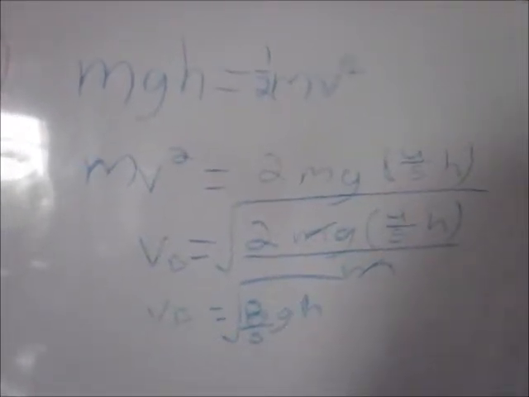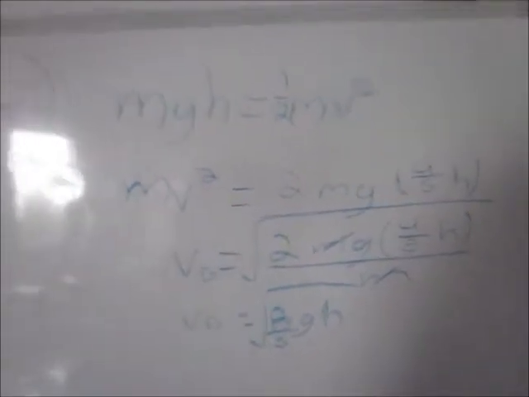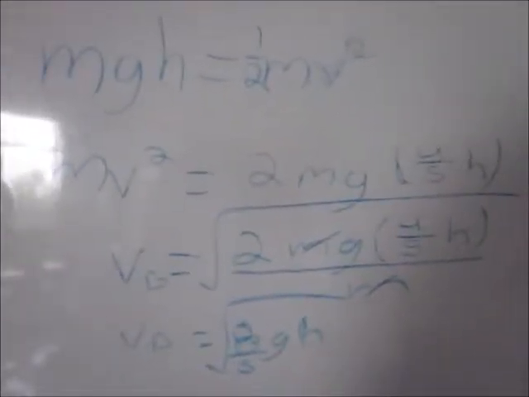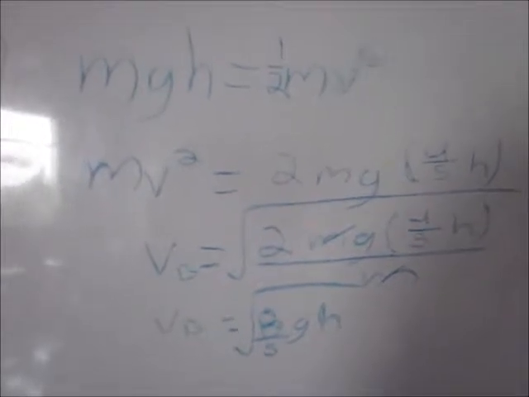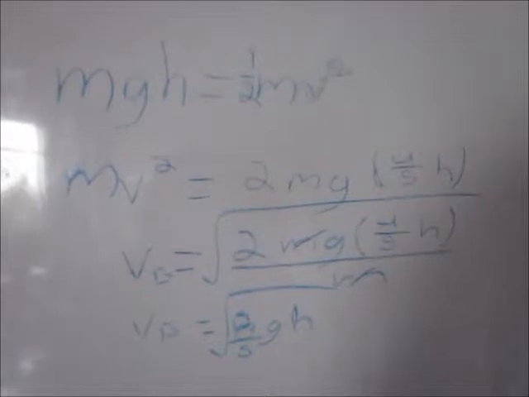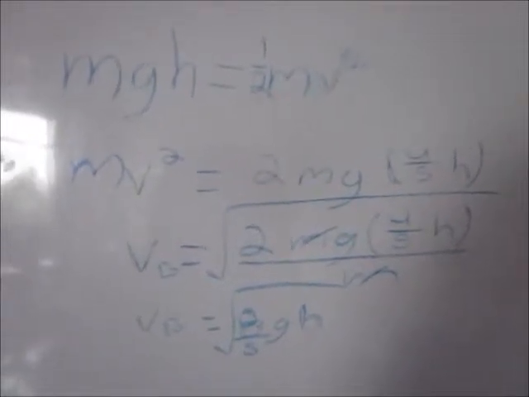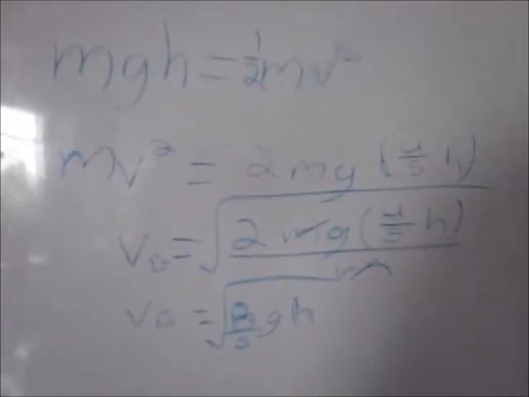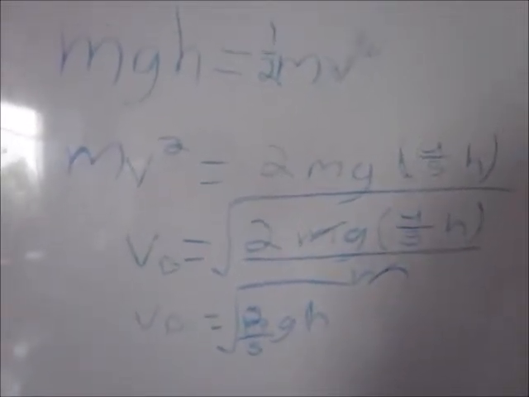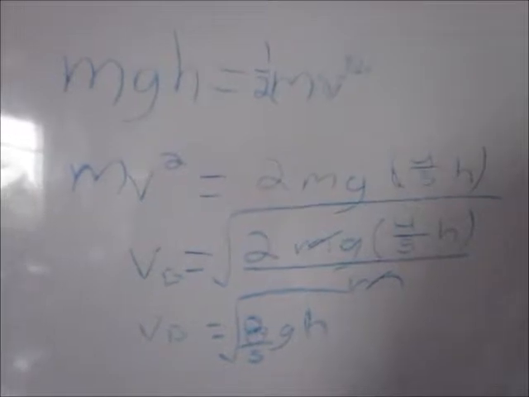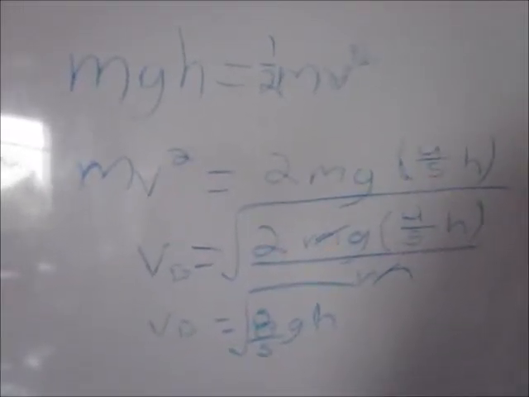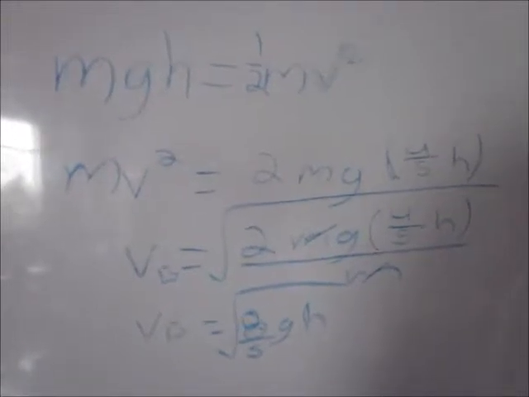To get the velocity at point B, use the mechanical energy. As we know, the gravitational potential energy is mass times gravity times height, and the kinetic energy is equal to 1/2 times mass times velocity squared. So it's clear that the velocity at B is equal to the square root of 8 over 5 times gravity times height.